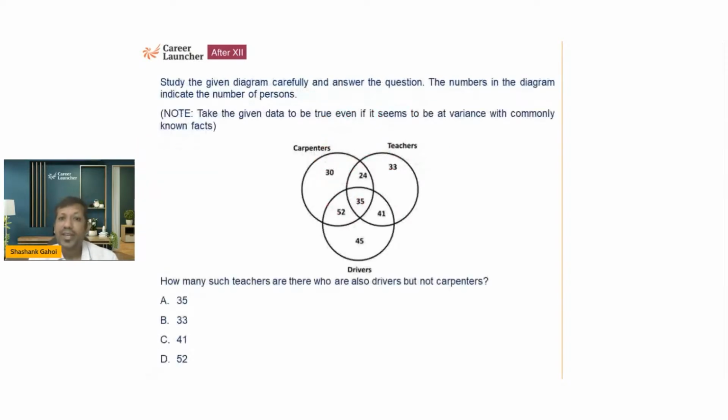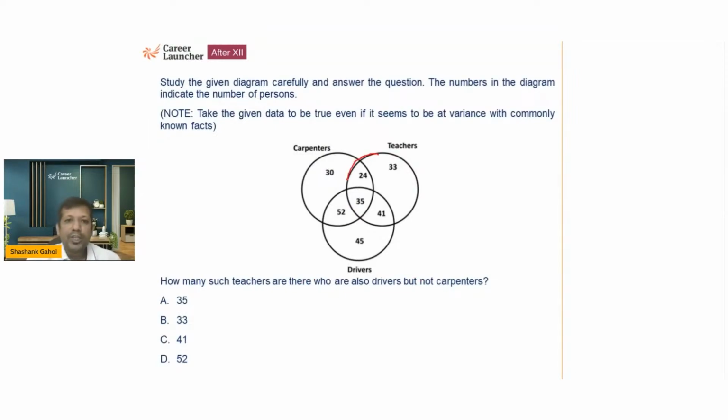So it says a Venn diagram is given. Now these kinds of questions are going to be the easiest ones. You can easily solve these kinds of questions. Now the Venn diagram is given, data is given. Now what does it ask? It says how many teachers are there who are drivers but not coordinators.